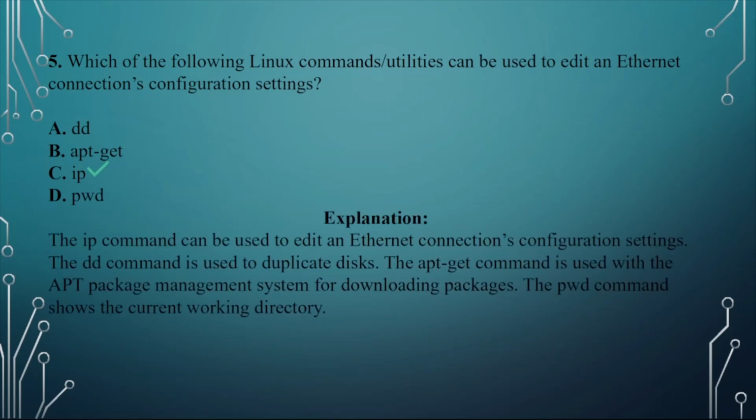The answer here is C, ip. The ip command can be used to edit an Ethernet connection's configuration settings. The dd command is used to duplicate disks. The apt-get command is used with the apt package management system for downloading packages. The pwd command shows the current working directory.